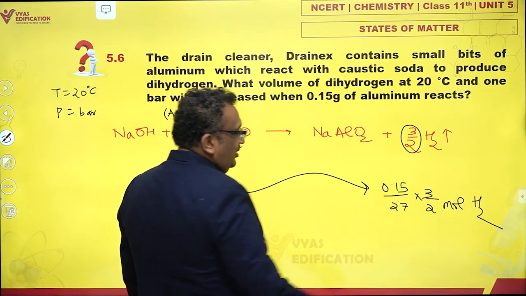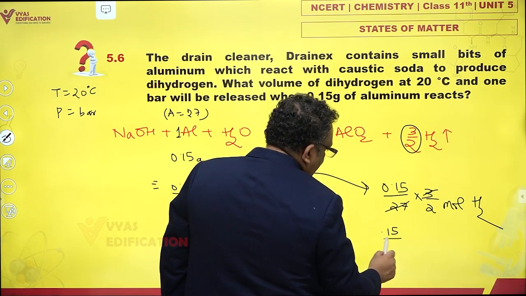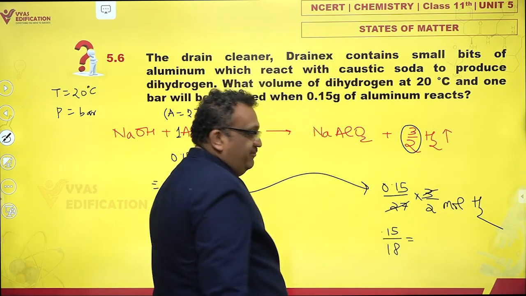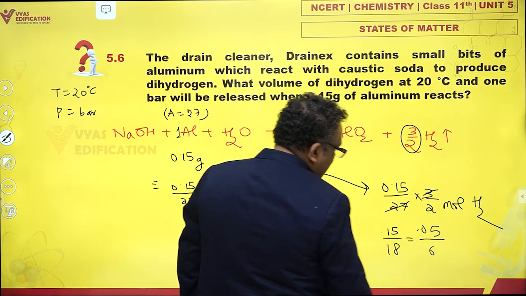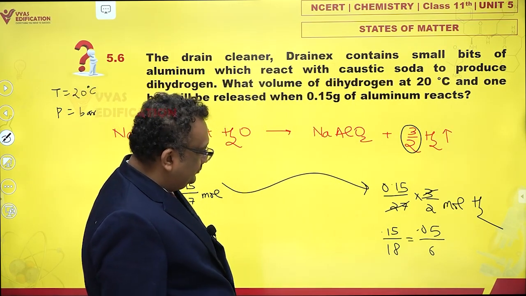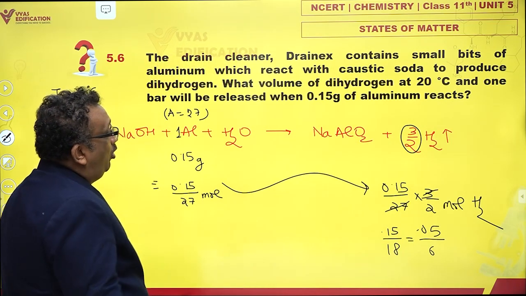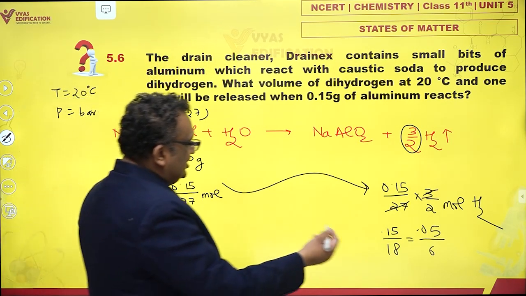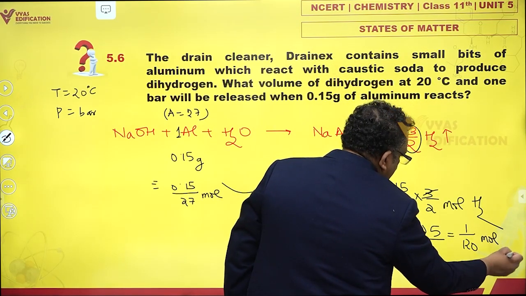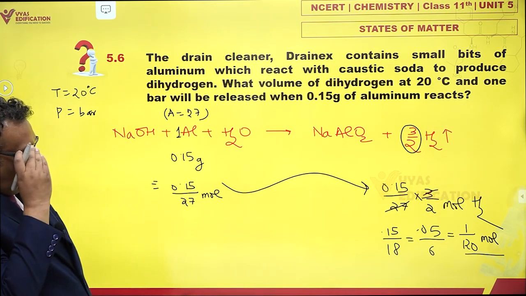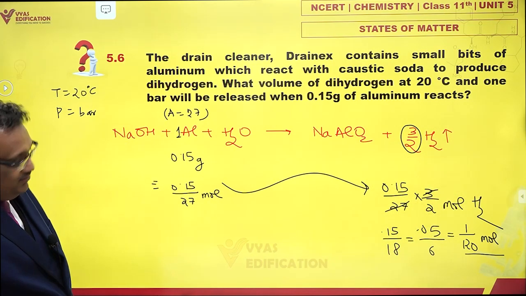Okay, how much is that? Well, this is 0.15 by 18, 15 by 18, that is 5 by 6, 0.05 by 6. Make sense? Makes sense. So many moles, this is 1 upon 120 moles. 1 by 120 moles of hydrogen will be released. Fine.